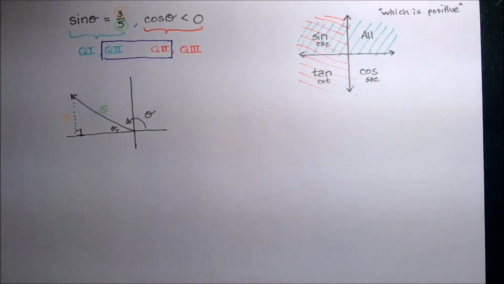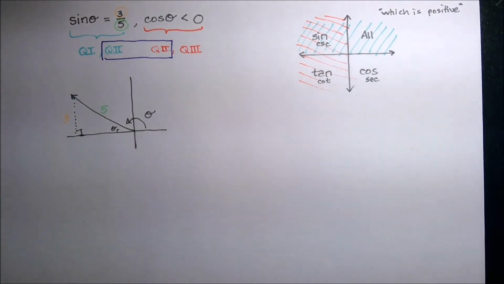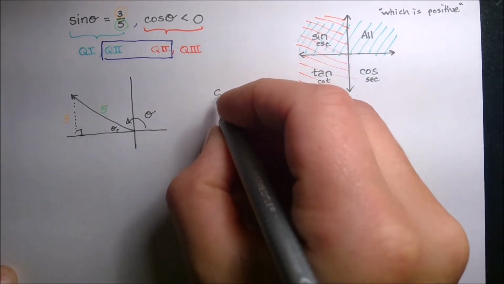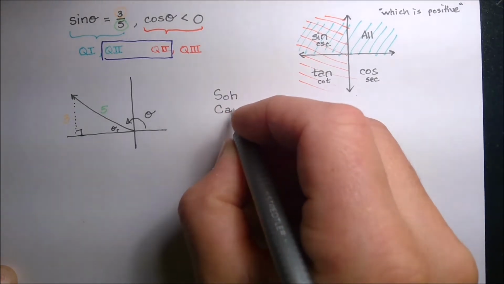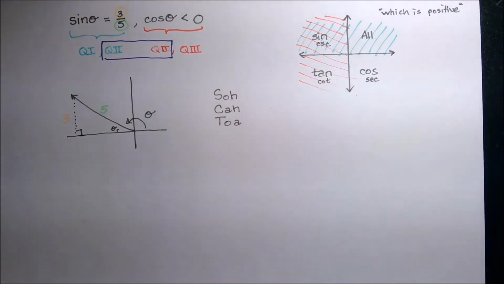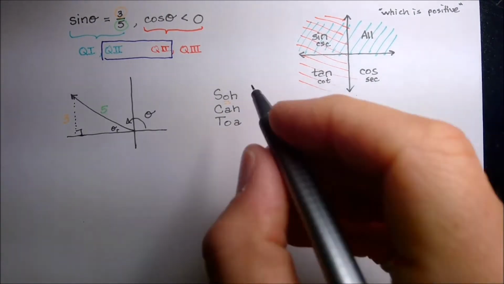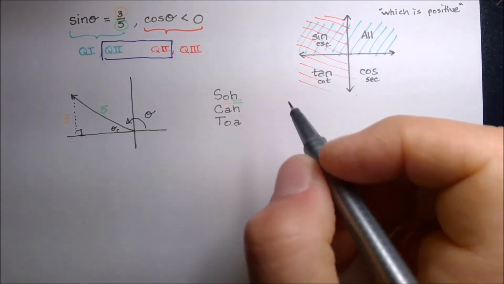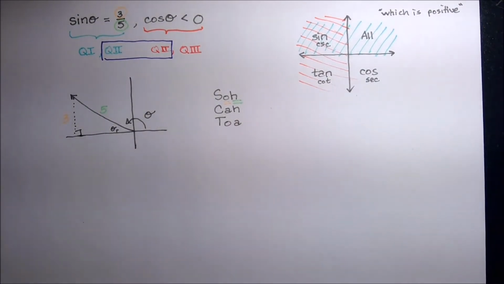The reason I have 3/5 there, 3 on the vertical and 5 on the radius or the hypotenuse, is SOHCAHTOA. Remember that? Sine is opposite over hypotenuse, cosine is adjacent over hypotenuse, and tangent is opposite over adjacent. So I'm just trying to use some colors here to remind you what's going on. You've got opposite over hypotenuse, right? That's where all that stuff is coming from. It's a little hard to read. There's a 3 there.